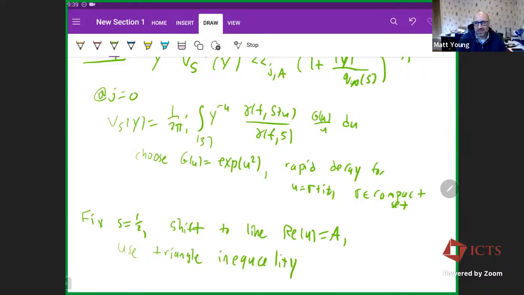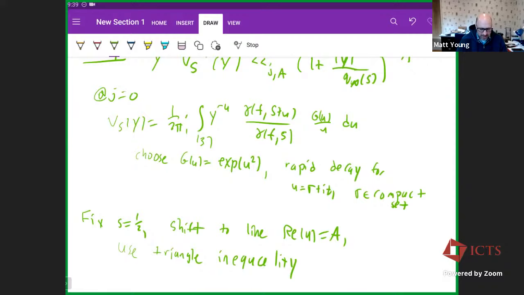So you shift to the line real part of u equals A. Your y to the minus u part is y to the minus A in absolute value. For the stuff that's left over, it's just an integral in u, and it converges because, first of all, a gamma function has exponential decay in the imaginary direction. And for this choice of g, this is just extra exponential decay, which we didn't even need. We could have chosen g of u to be the constant function 1, and it would have been a perfectly fine function. So that shows you this bound, y to the minus A.